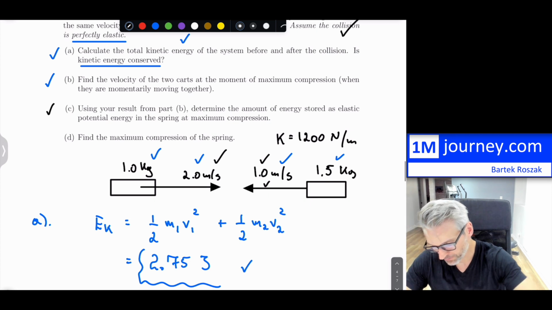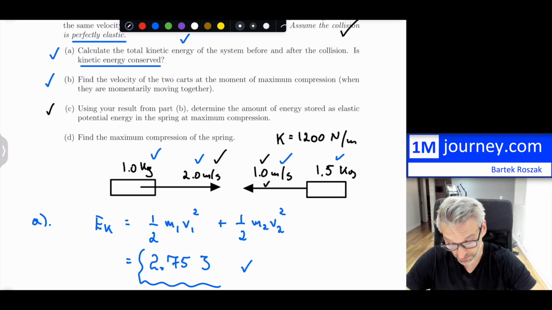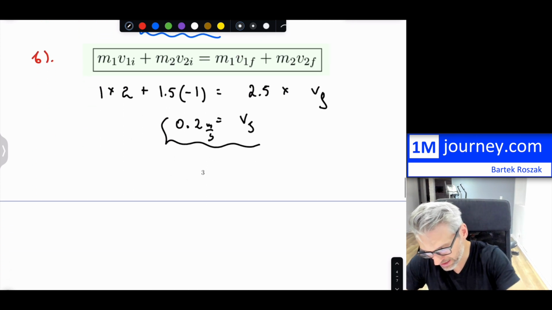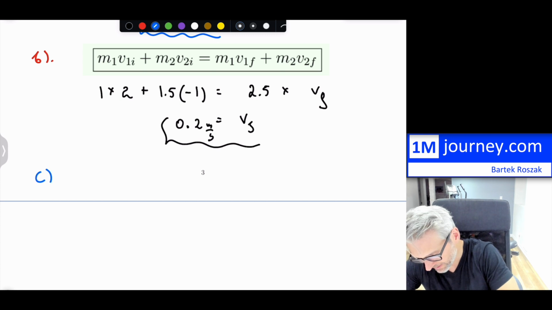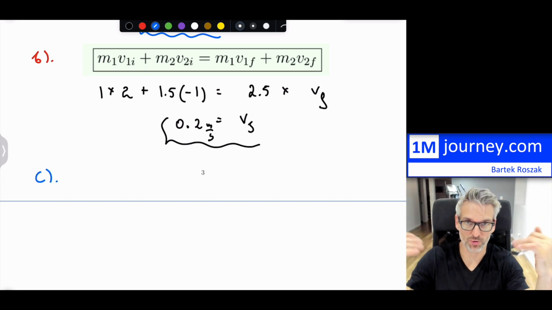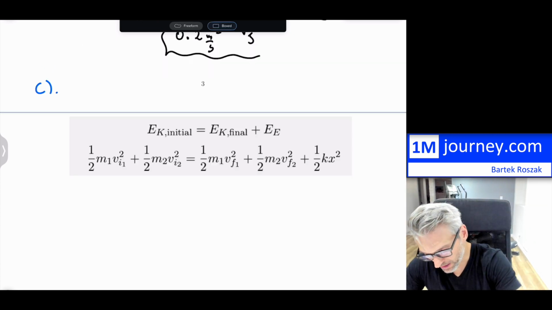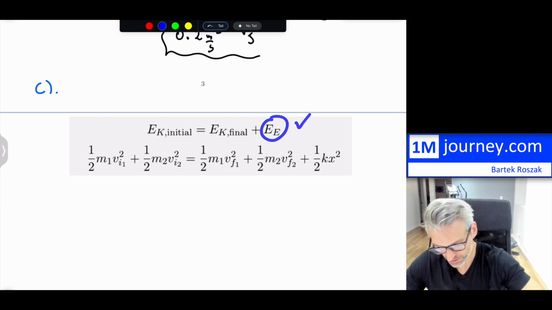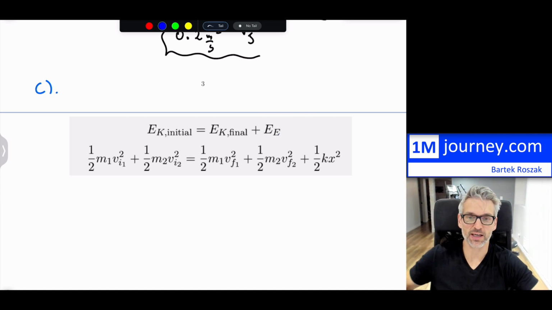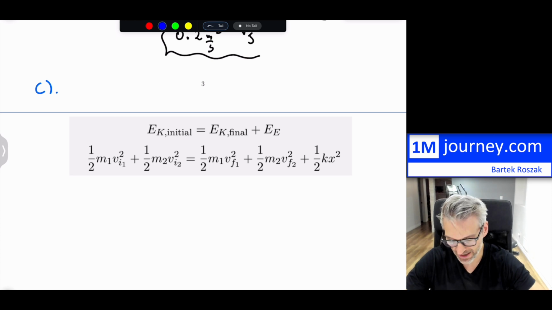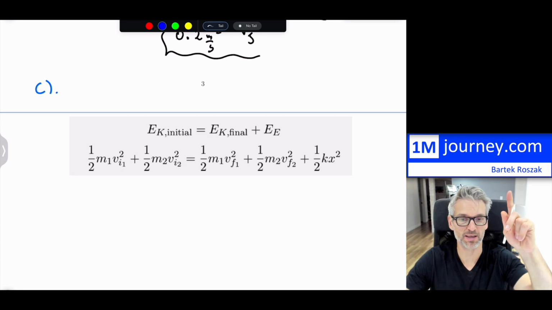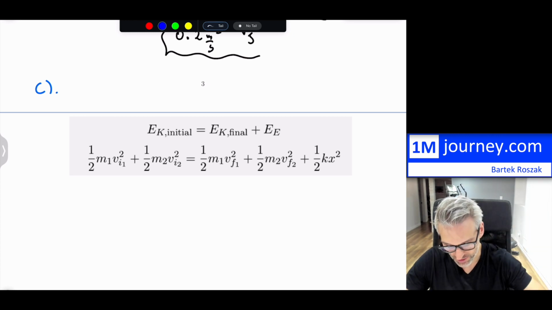Now for part C, use your result from part B to determine the amount of energy stored as elastic potential energy in the spring at maximum compression. Okay, so if you want to find out what the maximum compression is, then we have to go back to the total mechanical energy. So here's the formula for that. So that's our formula. And what we want to be able to find is this. All right. And you can certainly take a look at the video if you want to have a little bit more information on that. I can put a link up above to that total mechanical energy if needed.